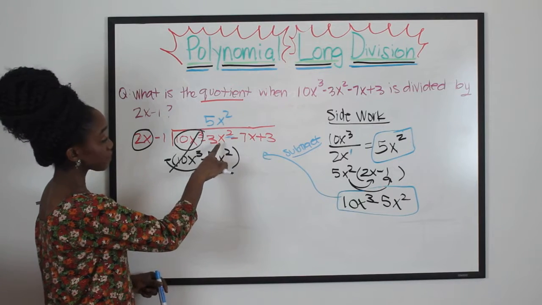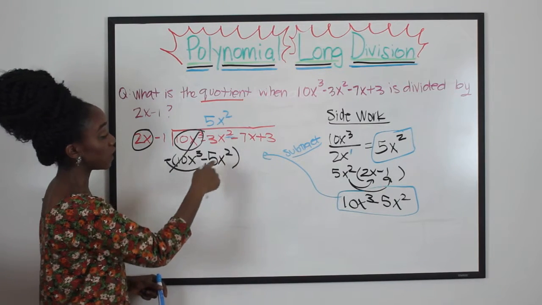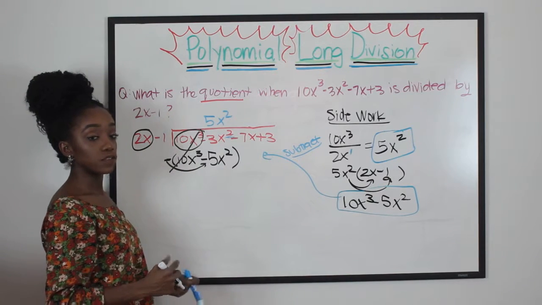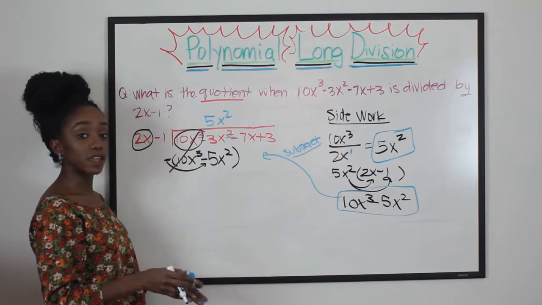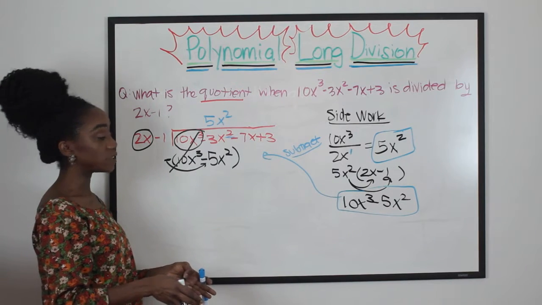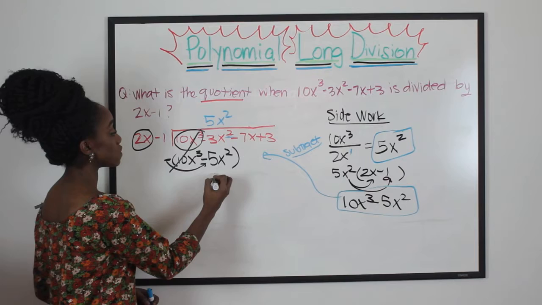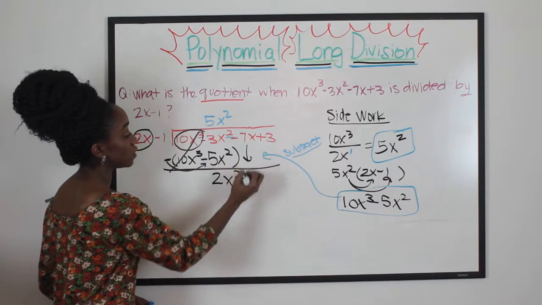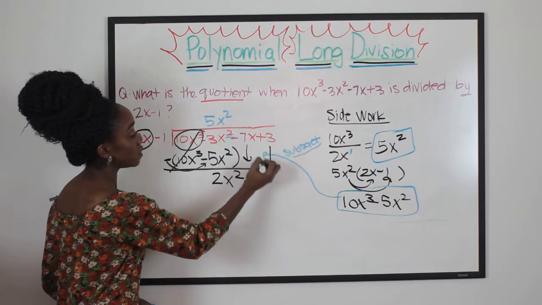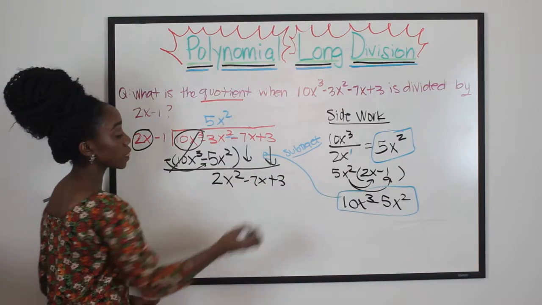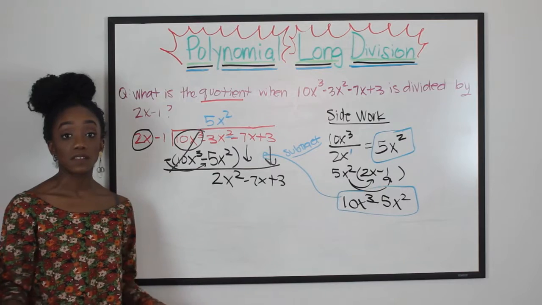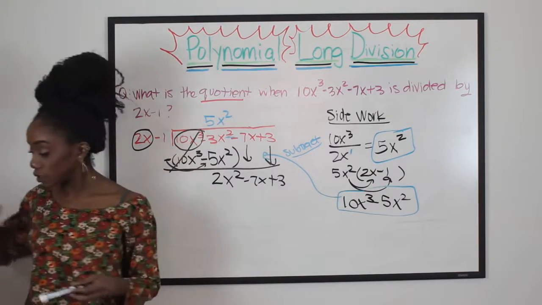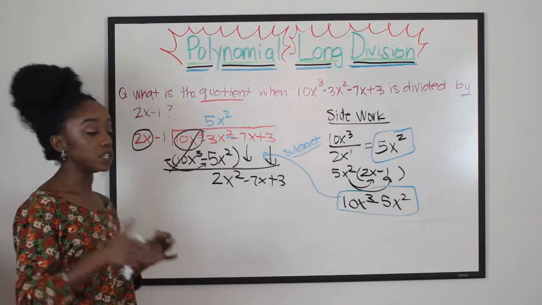So negative 3x squared plus 5x squared. Negative 3 plus 5, you can use your calculators for this, gives us 2. So this is 2x squared, and then we can bring down the minus 7x and the plus 3. Now we have to repeat this entire process again. So let me get another color. I guess I'm going to use green.